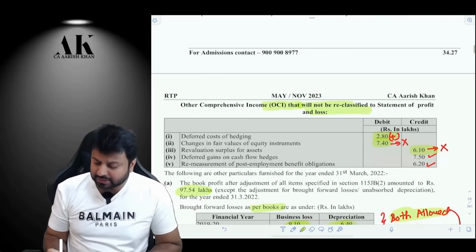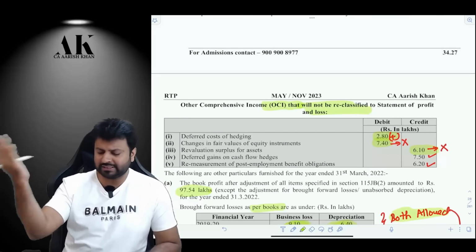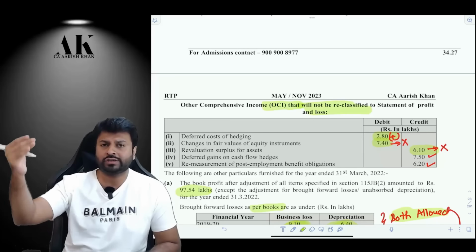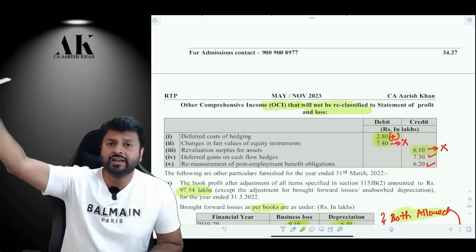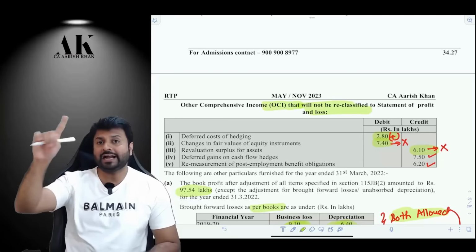Next, revaluation surplus of asset. Do not add this back. Do not reduce this because this is a credit, so if we wanted to reduce it, you do not reduce this because this is also an exception. This will be reduced in the year in which you sell that particular asset. In that year you are going to reduce.